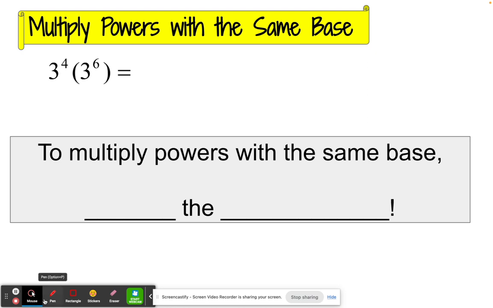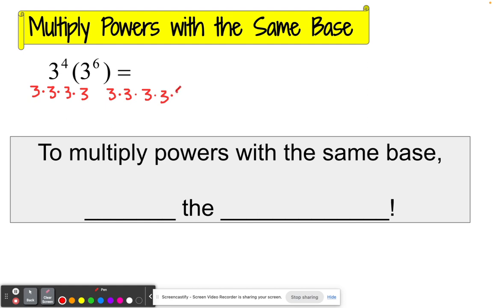And look at another example. 3 to the 4th power times 3 to the 6th power. That is just 3 times 3 times 3 times 3. So there's my 3 to the 4th power, and I'm multiplying that by 3 times 3 times 3 times 3. See how long this gets?